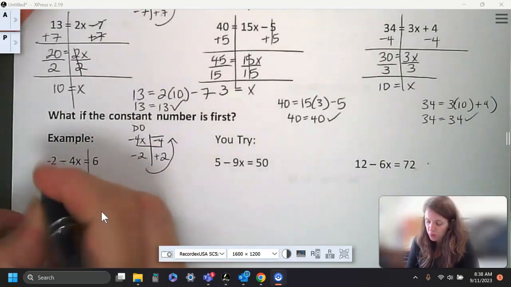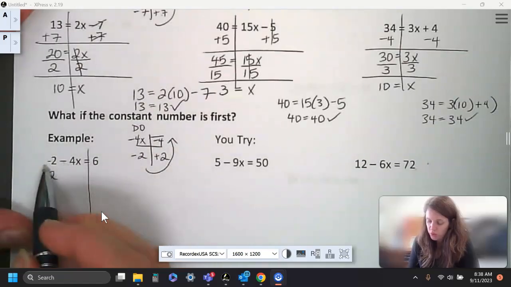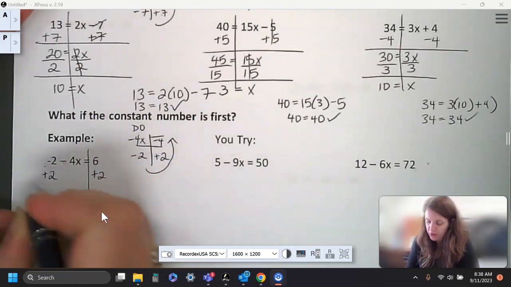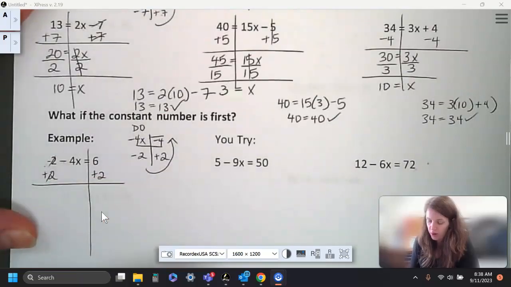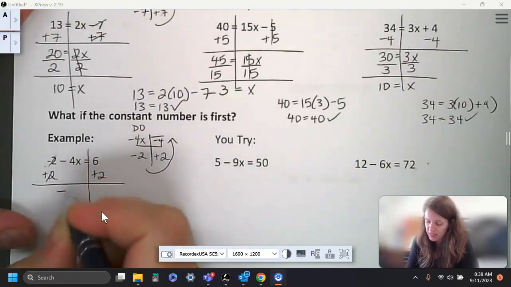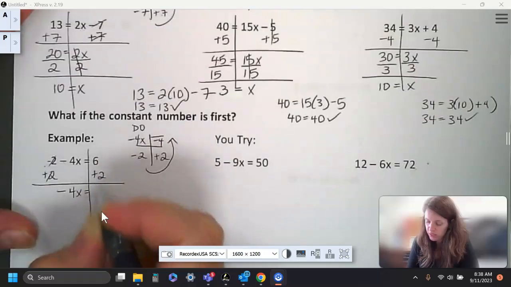I have a negative 2, so I want to add that 2, right? It's over here on its own. I want to get rid of that first. I'm adding the 2, so I get a 0, right? And I bring down, don't forget, this is a negative 4x equals 6 plus 2 is 8.